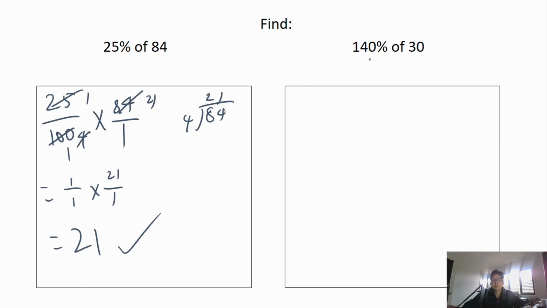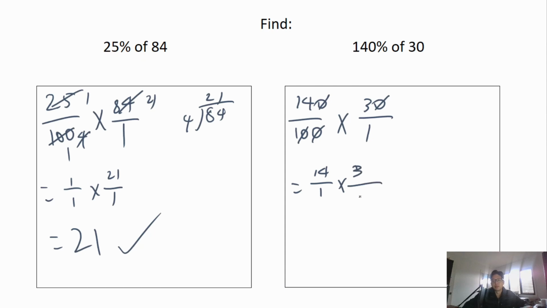And now next one, 140% of 30. Once again, write it as a fraction. And then 30 over 1. Now let's cancel where we can. Cancel diagonally the zeros and cancel vertically the zeros. And now we have 14 over 1 times 3. Sorry, I don't know why I said 13. So 14 times 3: 4 times 3 is 12, and 3 times 1 plus 1 is 4. So we have 42. So 140% of 30 is 42, and give yourself a tick if you got that one correct.